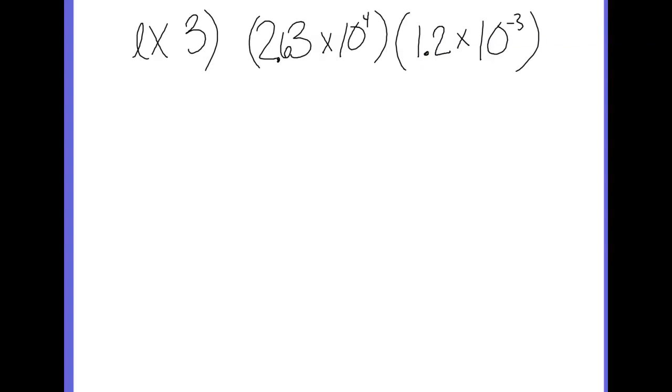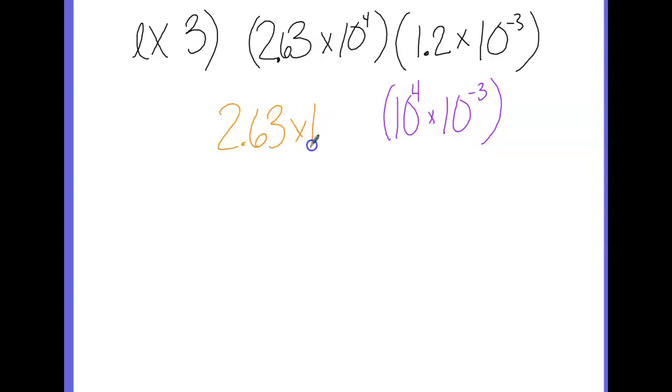So I'm going to group my like terms. 10 to the 4th times 10 to the negative 3rd. And then we also have 2.63 times 1.2. Okay? So I type the coefficients in my calculator and I get 3.156. Is that what you said? Yeah. Okay. Times, what do I do with my exponents?